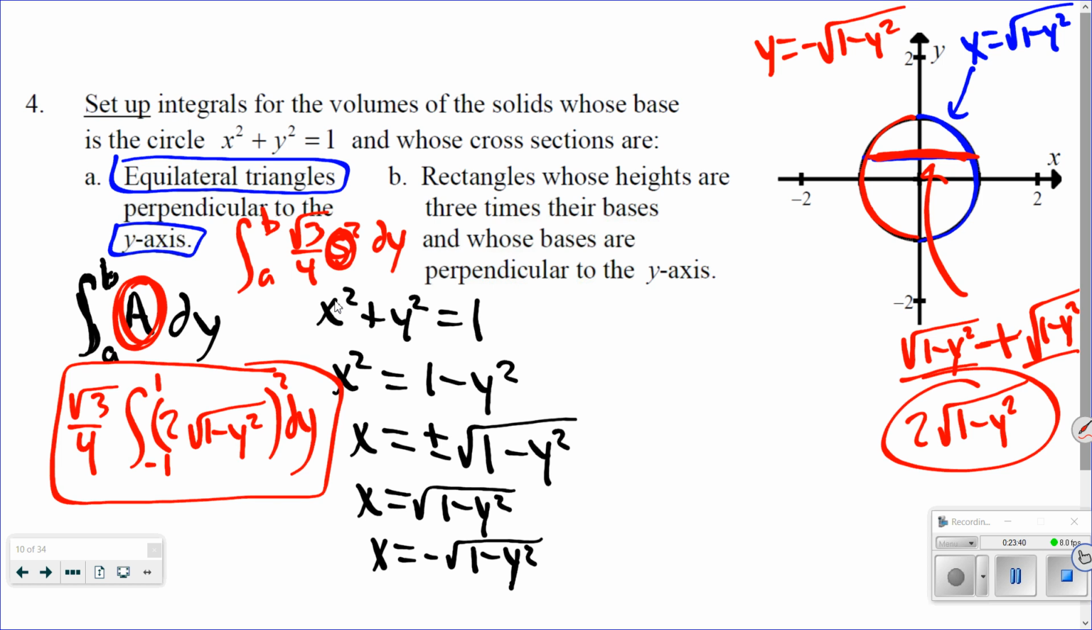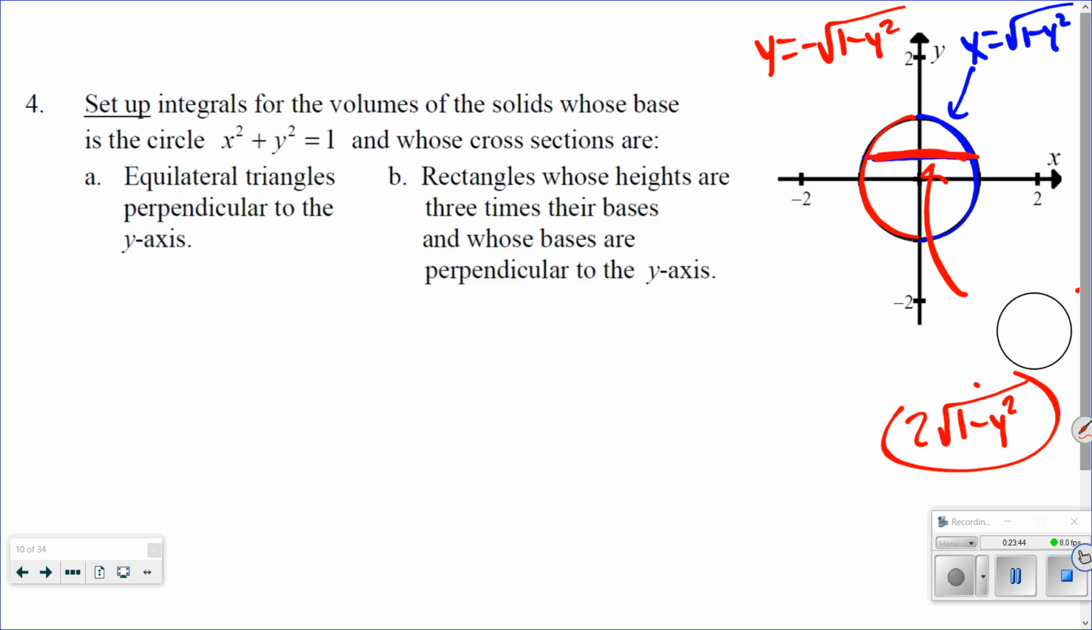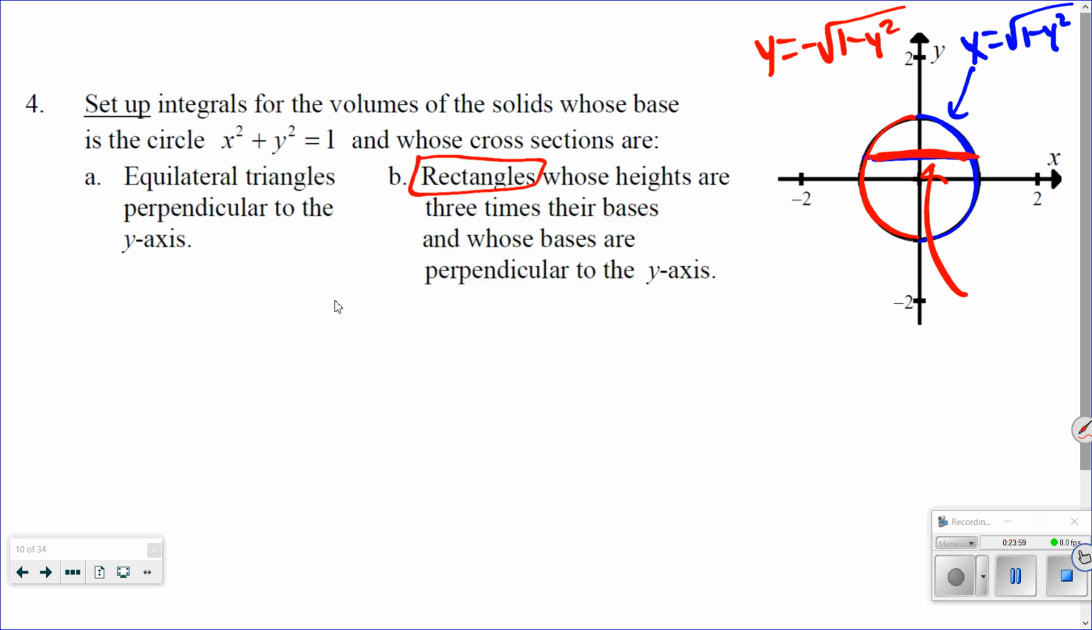I'm going to erase this so we have more room to work. Okay, so it says this time we're taking our rectangles whose height are 3 times their base and whose base is perpendicular to the y-axis. So again, the key thing here is what's the shape we're doing? Rectangles. What's it perpendicular to? We're still perpendicular to the y-axis, which is nice. That means I can still use these same equations.